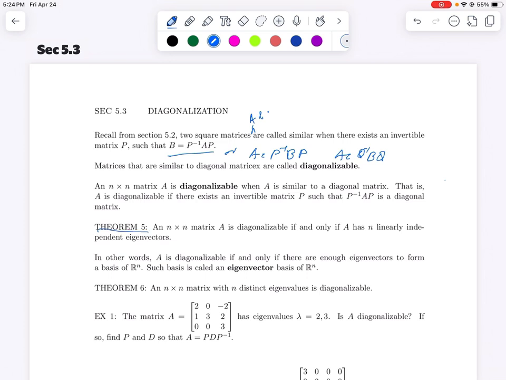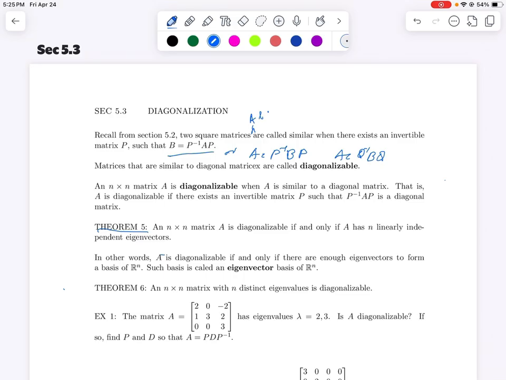An n by n matrix A is diagonalizable if and only if A has n linearly independent eigenvectors. Because the size of A is n, we must have n linearly independent eigenvectors. In other words, A is diagonalizable if and only if there are enough eigenvectors to form a basis of Rn. Such a basis is called an eigenvector basis of Rn.